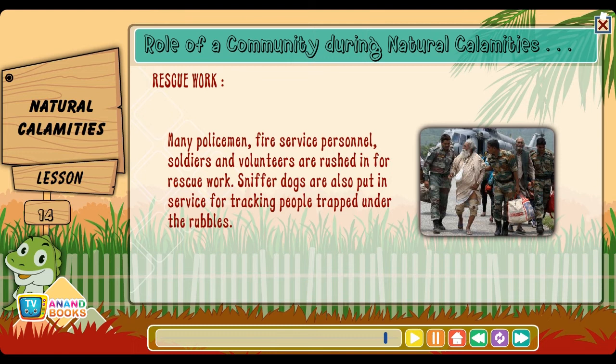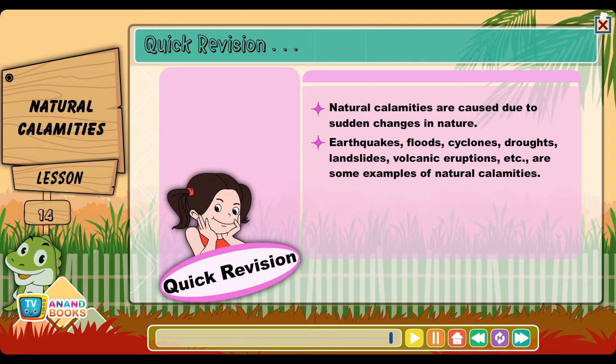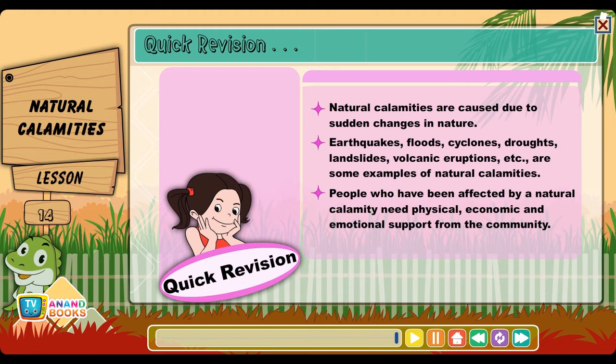Quick revision. Natural calamities are caused due to sudden changes in nature. Earthquakes, floods, cyclones, droughts, landslides, volcanic eruptions, etc. are some examples of natural calamities. People who have been affected by a natural calamity need physical, economical, and emotional support from the community.